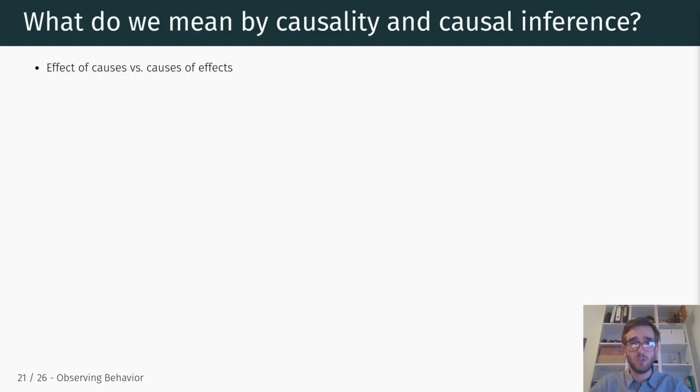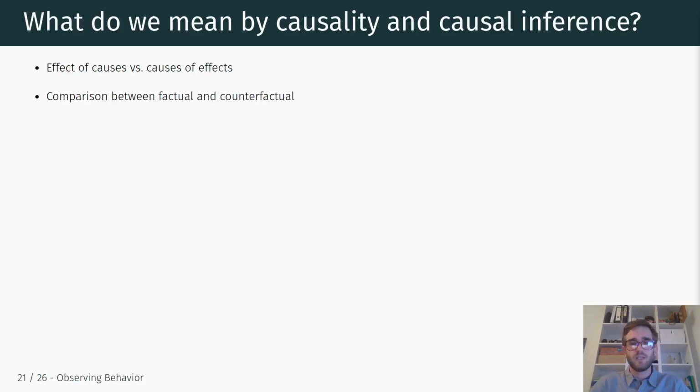So we're looking at a specific cause, for example, party identification, and what we're trying to estimate is what the effect of that cause is on our outcome of interest. So, for example, voting for Democratic candidates rather than Republican candidates, right? So when we talk about causality and causal inference, what we focus on is trying to accurately estimate the effect of causes, and not necessarily identifying the causes of a specific effect.